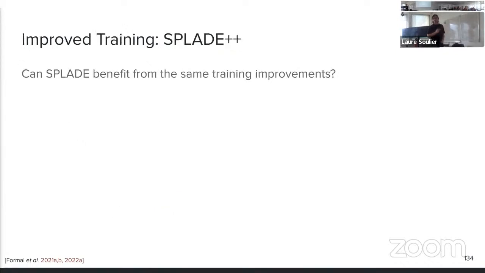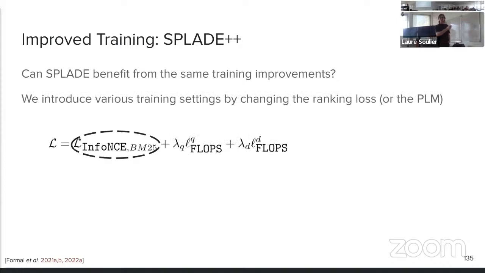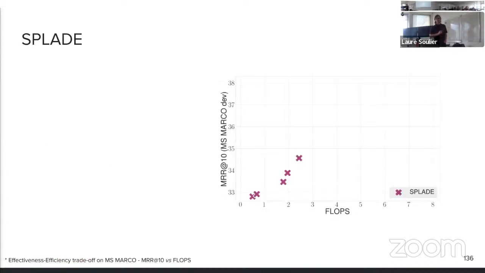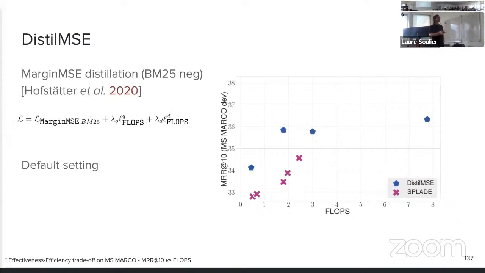And so we have a very simple research question. Can SPLADE benefit from the same training improvements? And so we just propose to train various SPLADE models in these different settings. So if we go back to our effectiveness-efficiency trade-off, this is the plot I've shown you earlier. Here we have SPLADE. We see that if we train the model with margin MSE distillation, we have nice improvements in effectiveness. And so in all the subsequent settings, we use distillation by default.